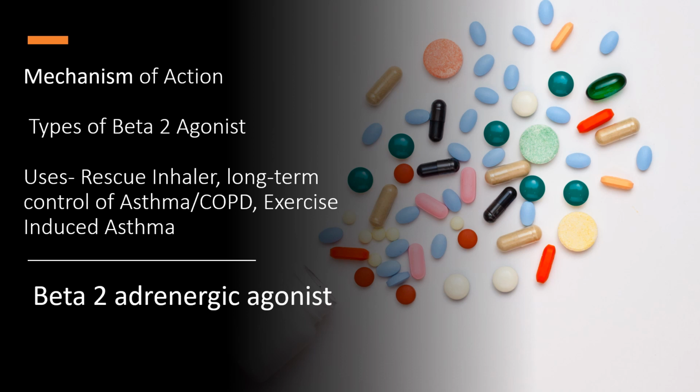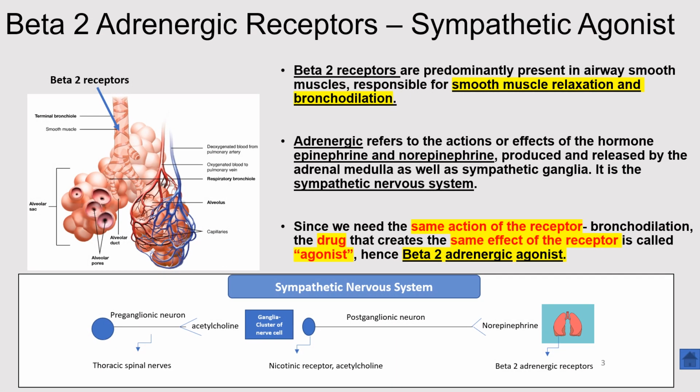Okay, now let's look at the mechanism of action, types of beta-2 agonists, and what the uses of the drug are. Now let's look at what the beta-2 adrenergic receptors are and what sympathetic agonist means. Okay, so first, before we go on to this, we need to know what receptors mean.